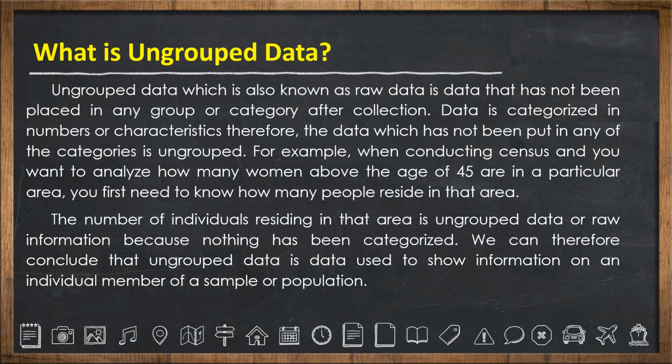So, what is ungrouped data? Actually, it is also known as raw data. So, data that has not been placed in any group or category after collection. So, the number of individuals residing in that area is ungrouped data or raw information because nothing has been categorized. We can therefore conclude that ungrouped data is data used to show information on an individual member of a sample population.